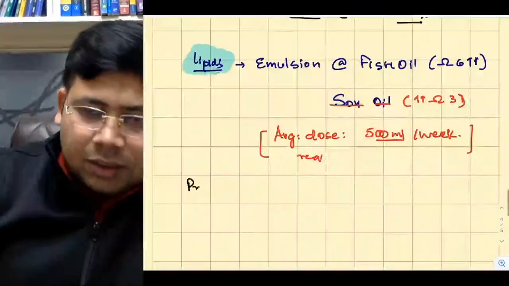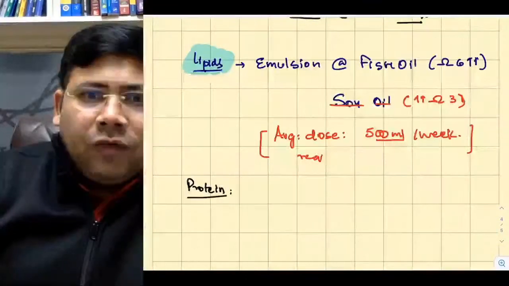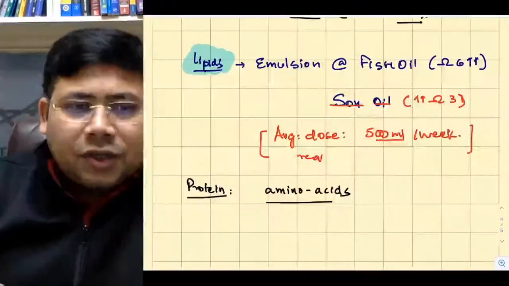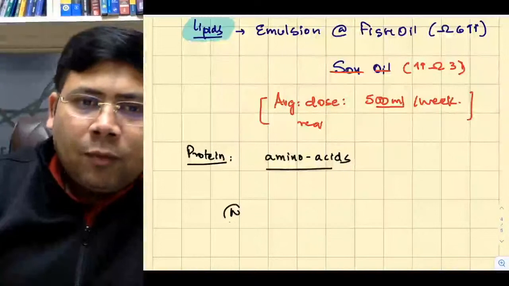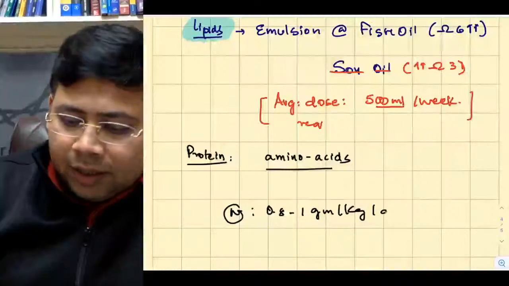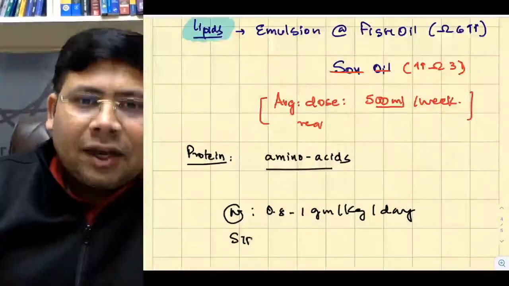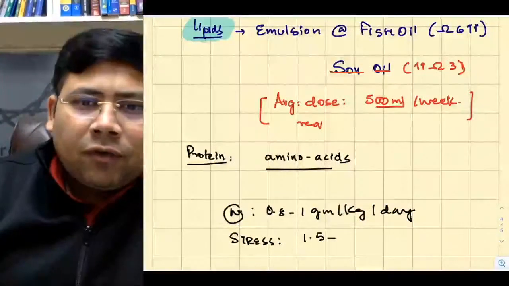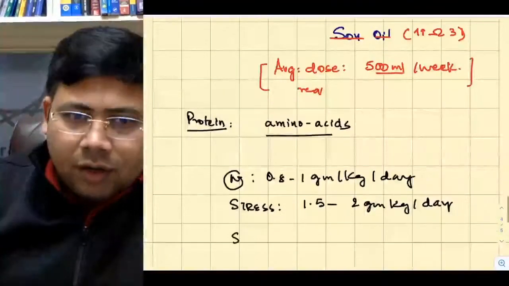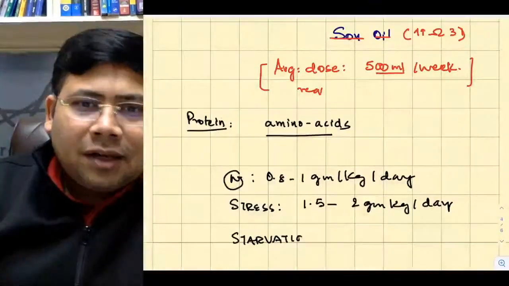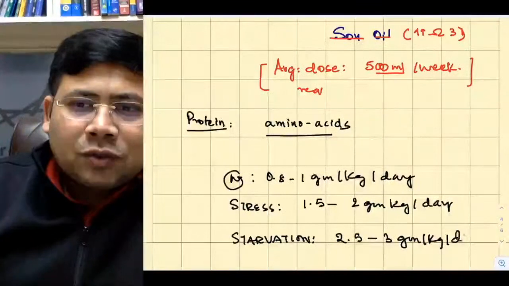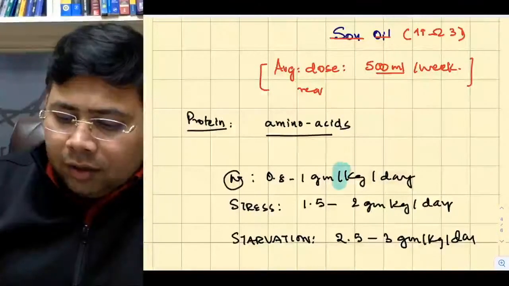Next are the proteins. We give them in the form of essential amino acids. You know what the normal protein requirement is? 0.8 to 1 gram per kg per day. In case of stress, this is increased to 1.5 to 2 grams per kg per day. In case of starvation, this is increased to 2.5 to 3 grams per kg per day. So can you remember this? Just remember it like 1, 2, 3.